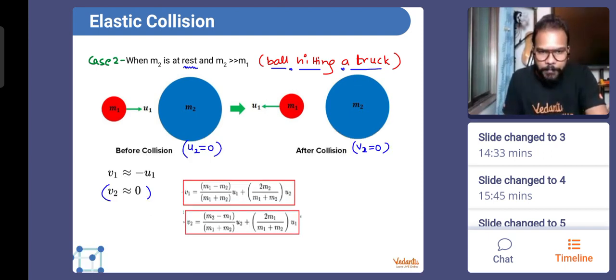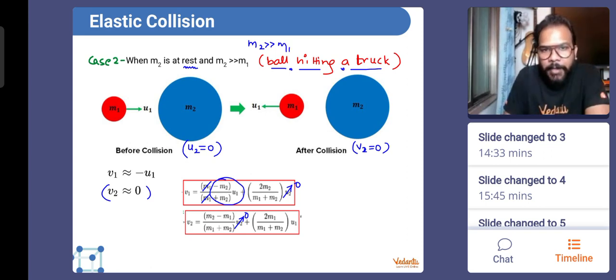Now everyone, if you see this, u2 is 0. So v1, the velocity of the ball after collision: you can see that m2 is very much greater than m1, so m1 can almost be taken as 0. So it is minus m2 upon m2. Effectively, if m2 is very much greater than m1, then m1 plus m2 is almost equal to m2, and m1 minus m2 is almost equal to minus m2.